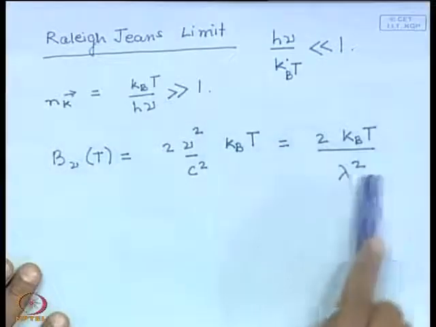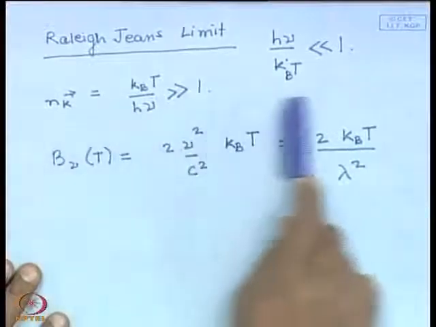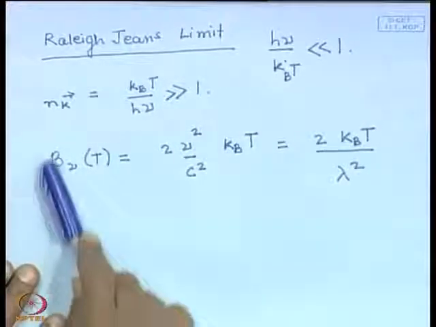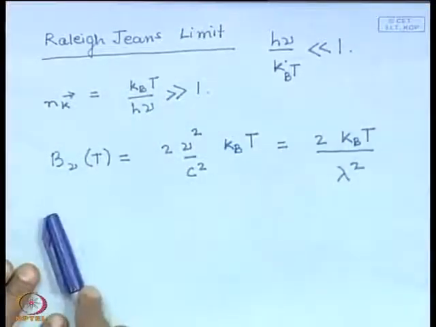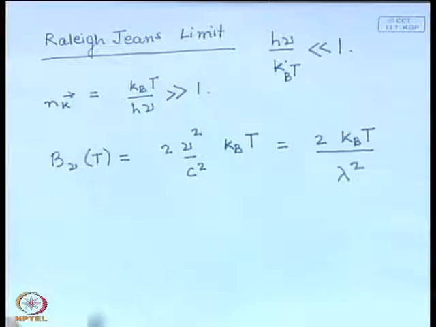And much of radio astronomy works in this regime, in the Rayleigh-Jeans regime. So, this is very useful if you are doing radio astronomy, for example. Radio astronomers always use this. In most situations they do not have to bother about the entire Planck spectrum. This is adequate.